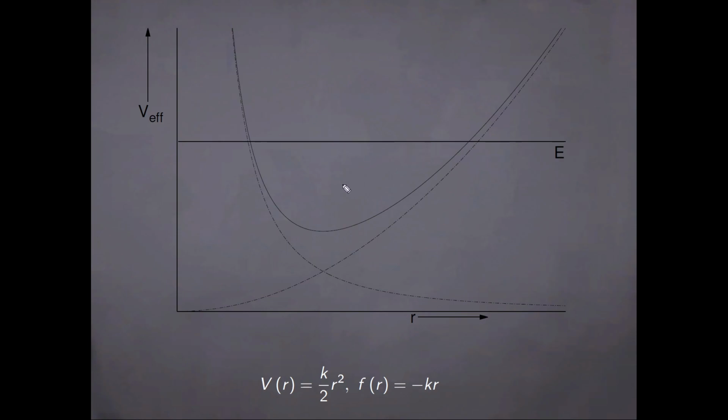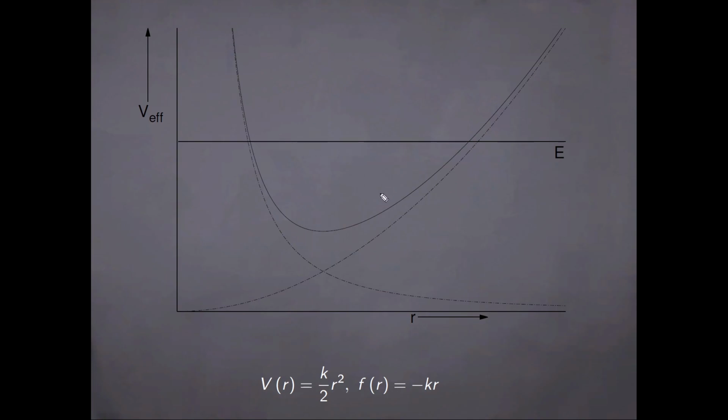And as a third example, we can look at the radial harmonic oscillator. So the potential is k over 2 multiplying r squared. The corresponding force is minus k times r. And the potential is given by this dashed line. The centrifugal barrier will be given by this line, and their sum, the effective potential, is the continuous line. And we see here that in this case, motion is always bounded.